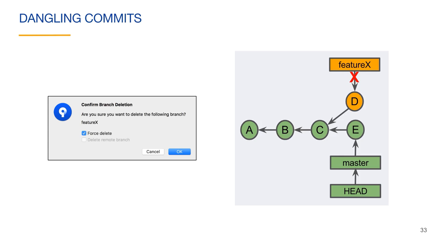However, if you select the Force Delete checkbox, that means that the feature X label will be deleted and you're left with what's called a dangling commit. Commit D doesn't belong to any branch. Git will periodically garbage collect, looking for and deleting old dangling commits. So be careful if you check the Force Delete checkbox. It assumes that you want to throw away the work that is in the dangling commits.